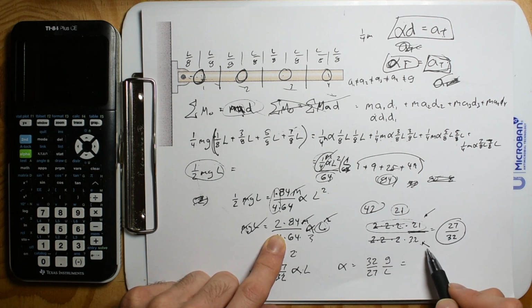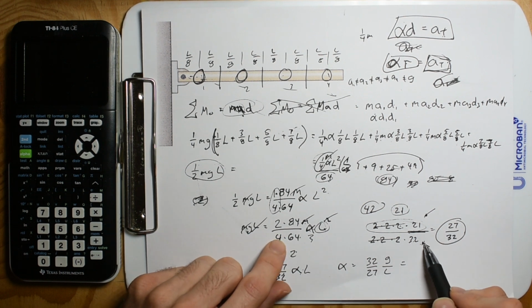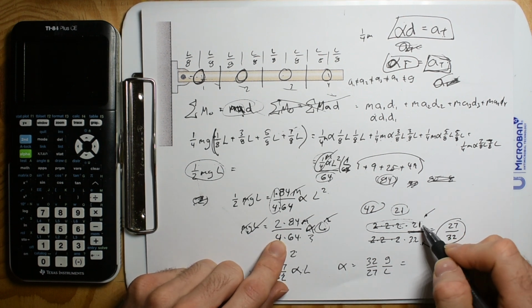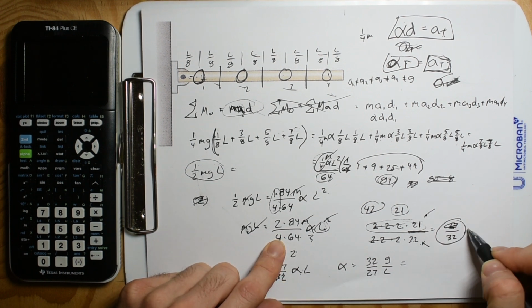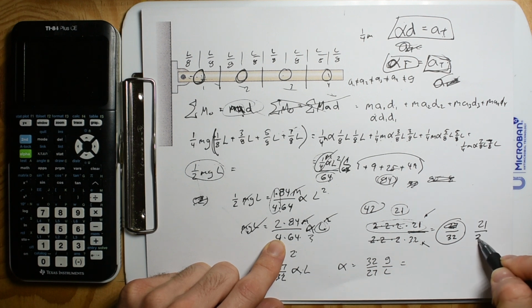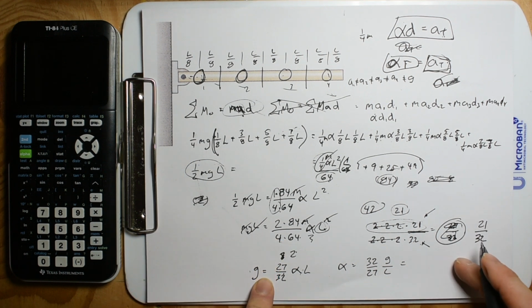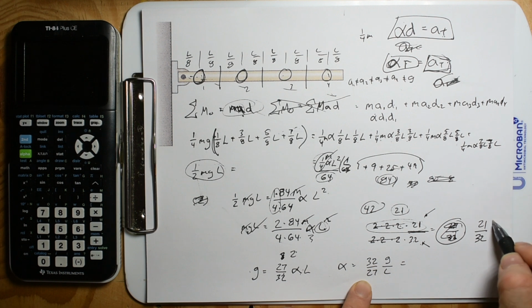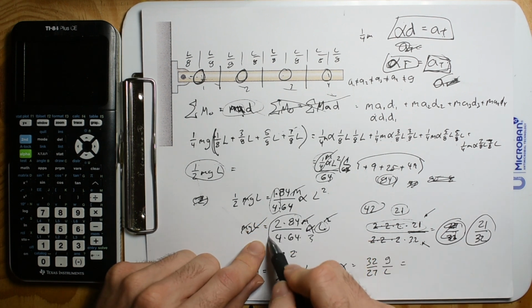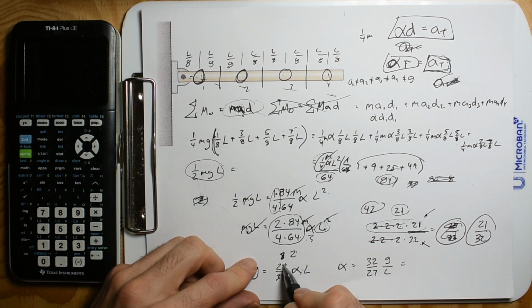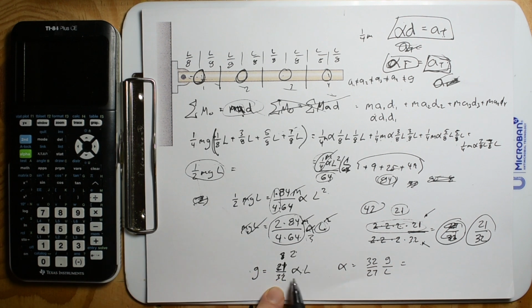So I have, oh, and did I even write this in? No, I changed this to 27. Whoops. So this is 21/32. Good, I caught an error. And so that's that term right there. So we have 21/32.